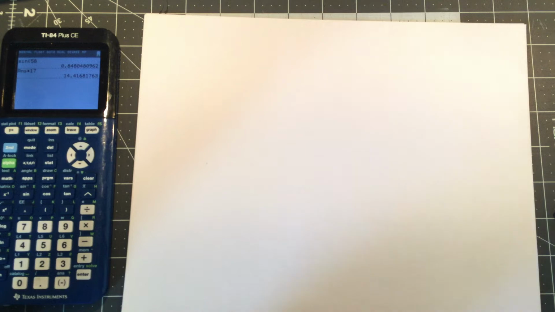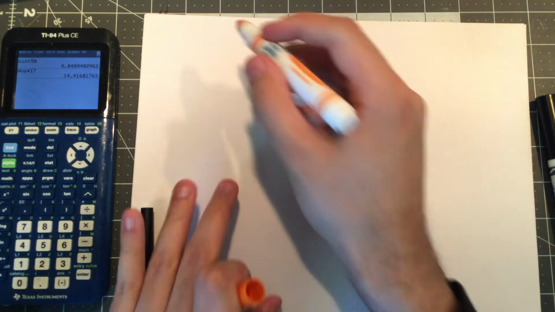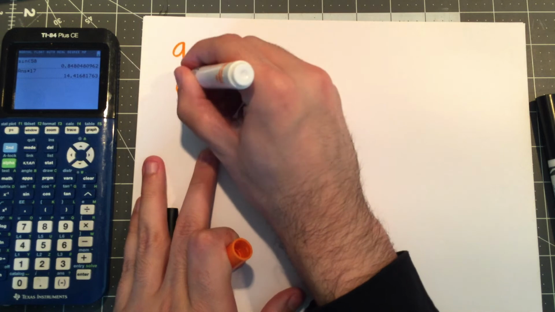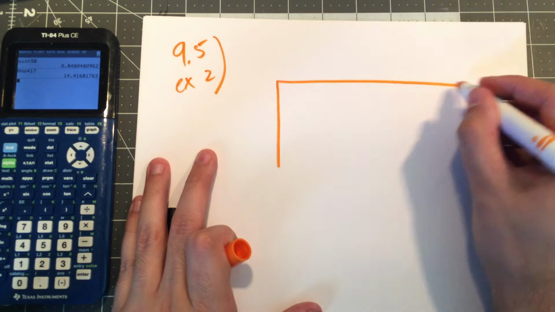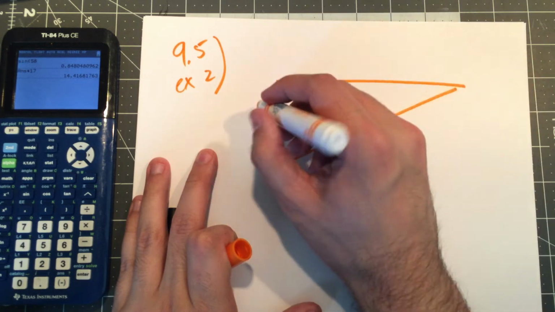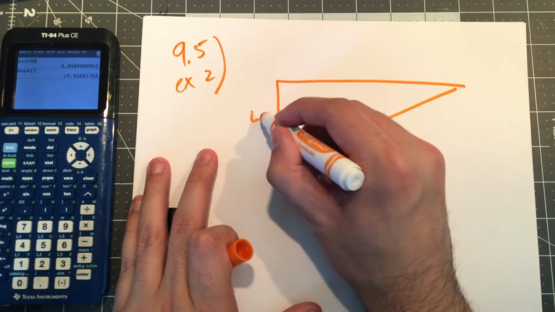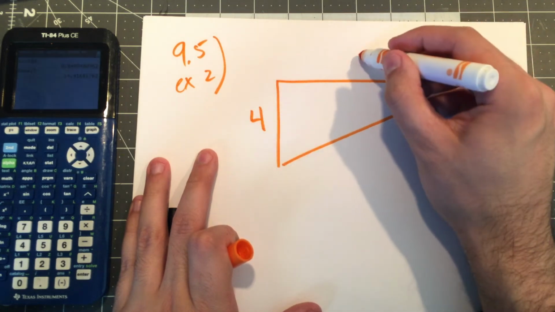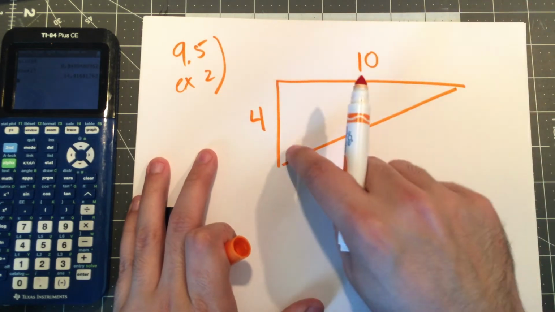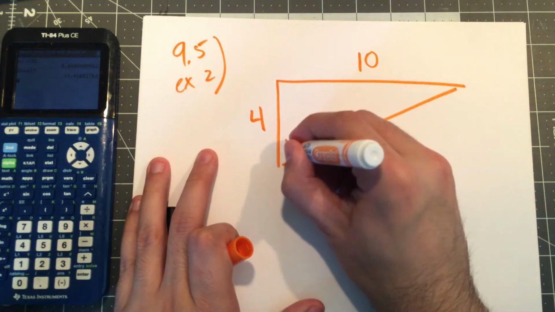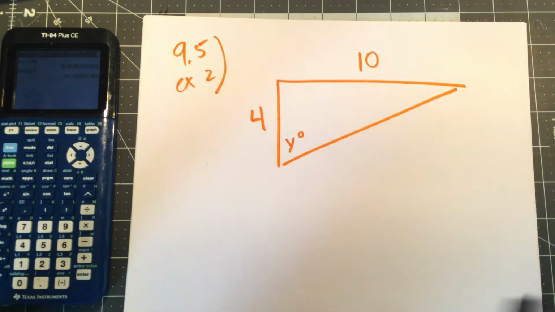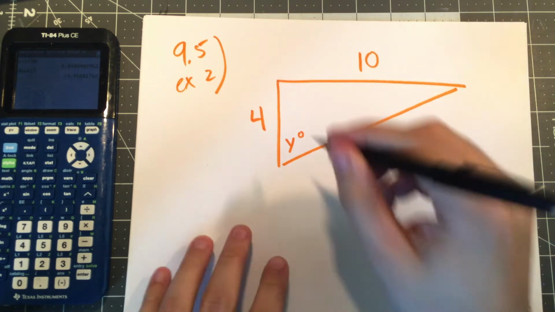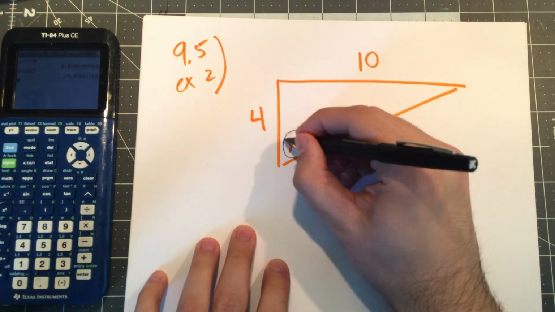Let's do another one real quick. So 9.5, example 2. This one we're going to find the angle. So if I know this is, let's say 4, and this is 10, and we want to find whatever this is, y degrees. Similar question, a little different. We are finding an angle, not a side. So we're working a little backwards. I'm looking for this angle.